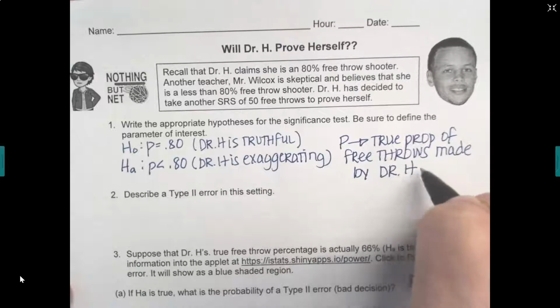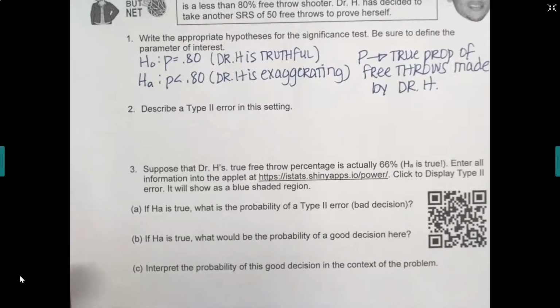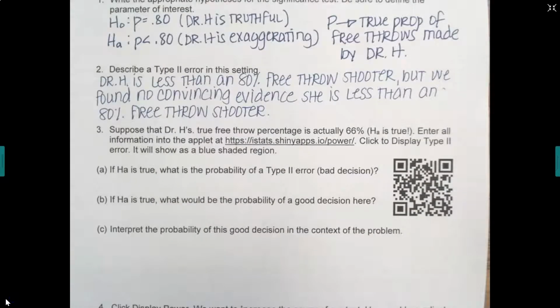All right. So what would a type 2 error in this scenario mean? Remember, a type 2 error is a failure to reject the null, meaning we kept the null when the alternative is true. Stop the video and see if you can come up with a type 2 error and come back and see how you did. So a type 2 error in this setting would be I am less than an 80% free throw shooter, but we found no convincing evidence that I am less than an 80% free throw shooter. Not a serious consequence. It's probably not that big a deal, but that's the type 2 error in the context of this setting.